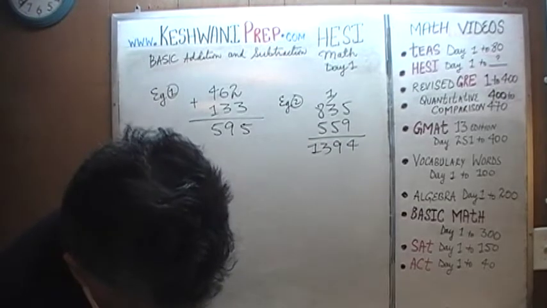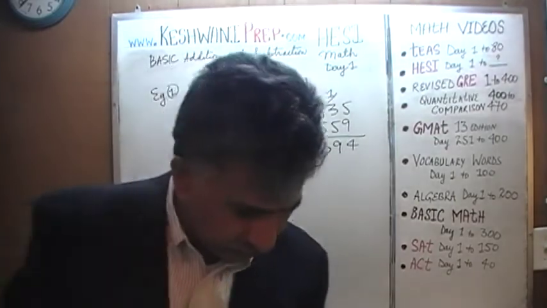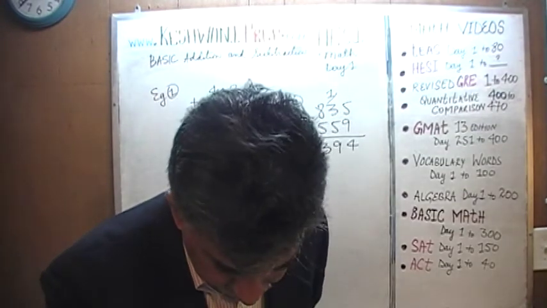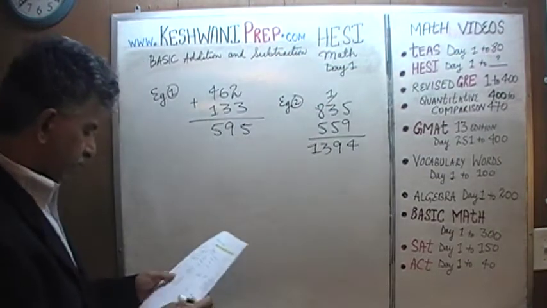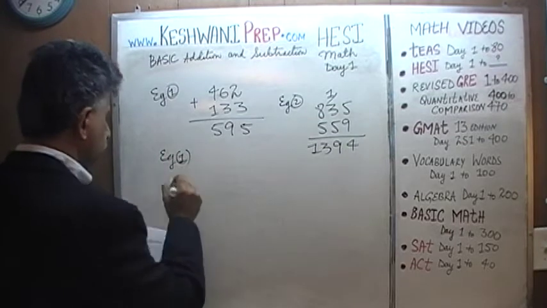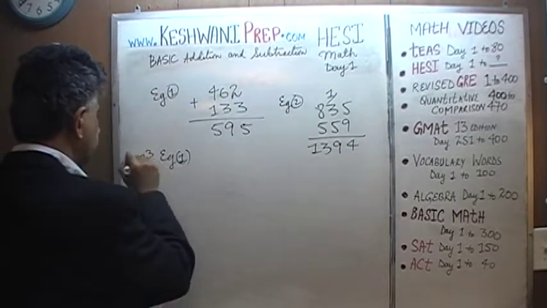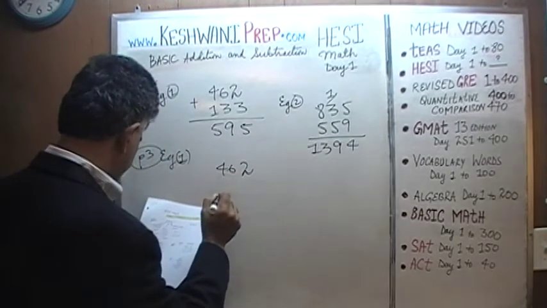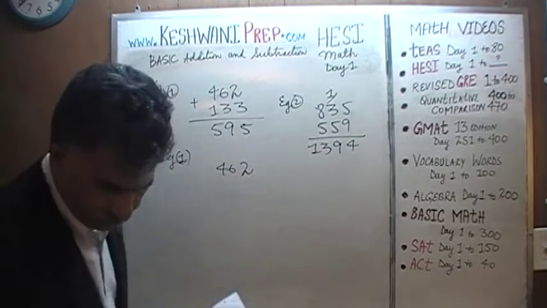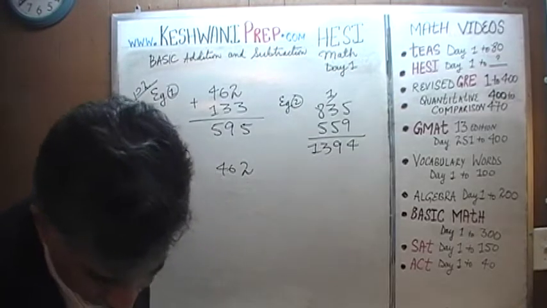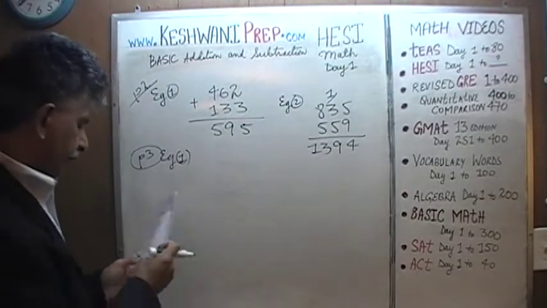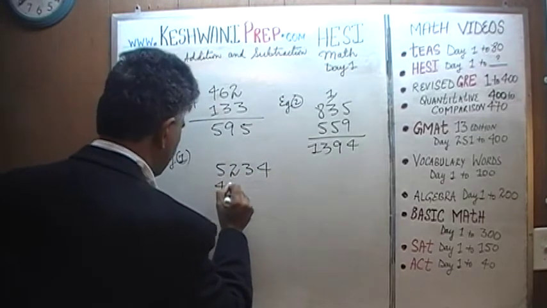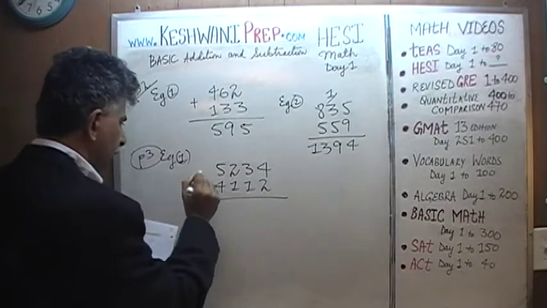Example number 3, we are on page number 3 now, I believe. But now we're going to do subtraction. Example number 1 for subtraction. And we are on page 3. This one from page 2. 5,234 minus 4,102. Don't try to rush through it.